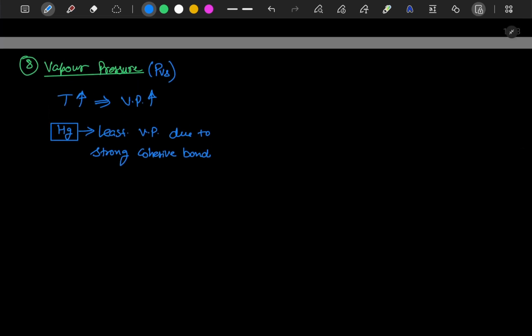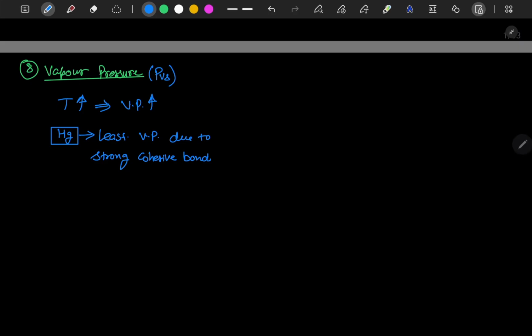Now, if you talk about the consequences of vapor pressure, there is cavitation. Cavitation is a phenomenon that occurs due to vapor pressure. Whenever the minimum pressure in the system is less than the vapor pressure, what will happen? When your minimum pressure is less than the vapor pressure, your liquid will start to boil.